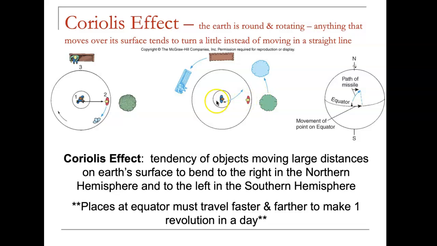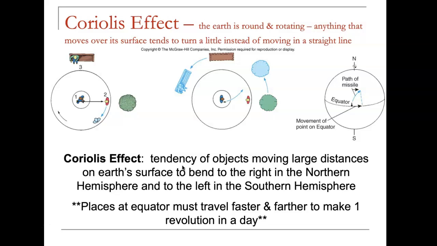And if you're trying to hit this person with a ball, you'll find that you won't hit it because, again, you are already in motion, in this circular motion, and so your ball will arc. And so this is the Coriolis effect. Because the Earth is constantly rotating, there's this tendency of objects moving large distances across the Earth's surface to bend.